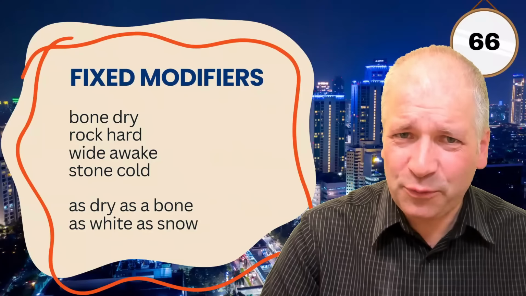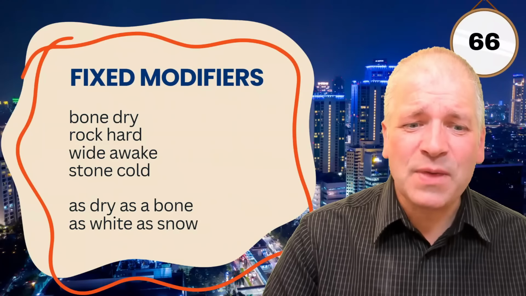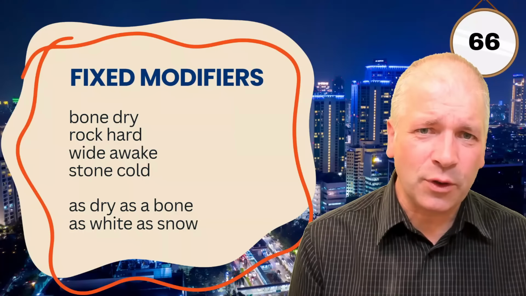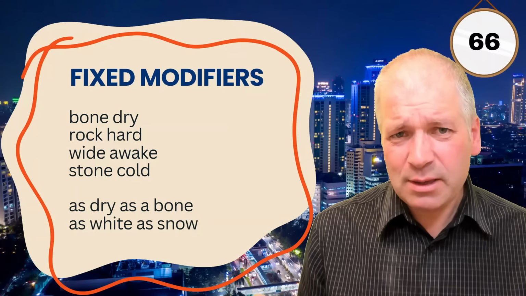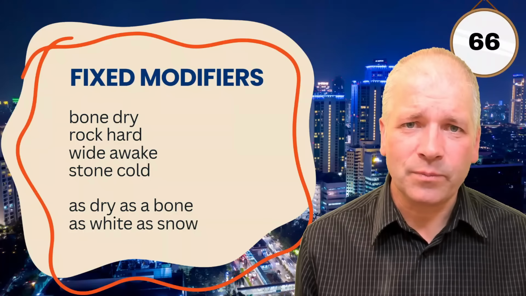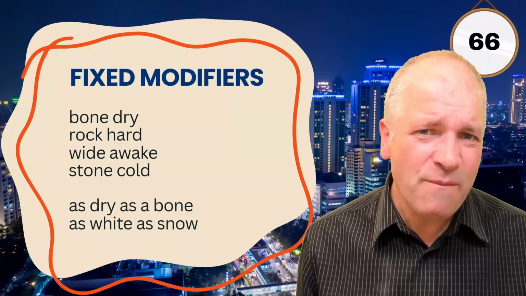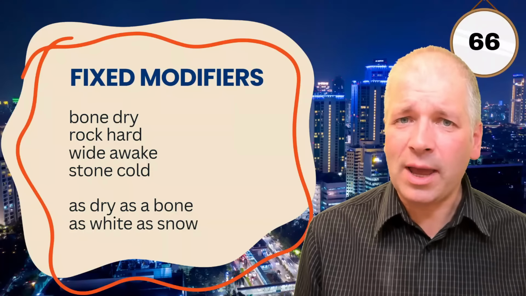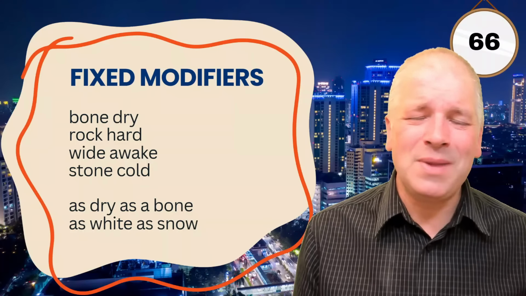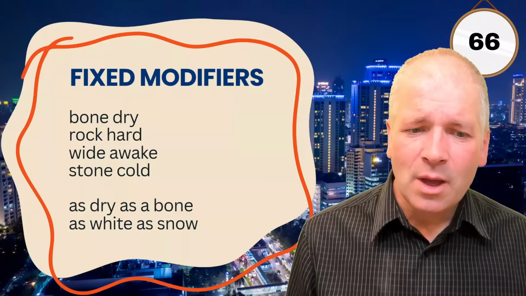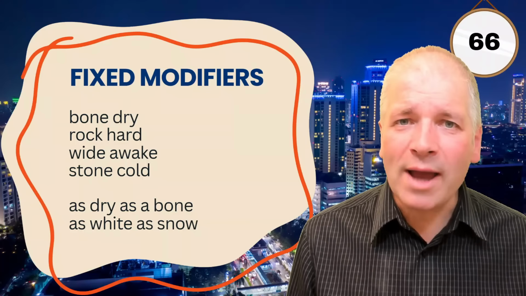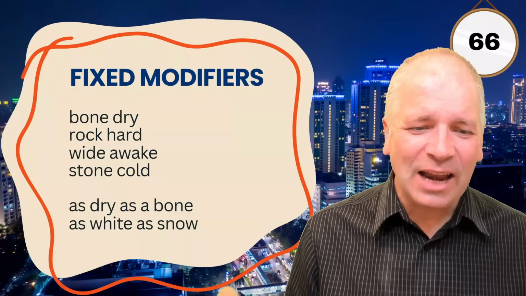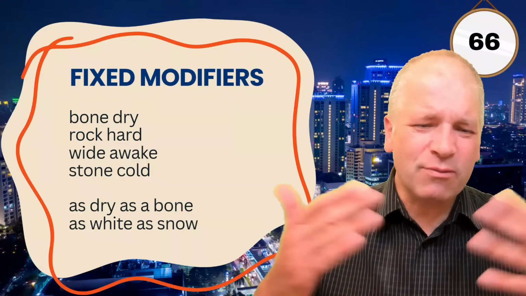What's a fixed modifier? Well, sometimes there is a set adjective that always goes with a particular noun. Phrases such as bone dry. All that does is to emphasise the fact that it's dry. When we say bone dry, we mean it's very, very dry. If it's rock hard, we mean it's very, very hard. If you're wide awake, you're very awake. And if it's stone cold, it's really, really cold.